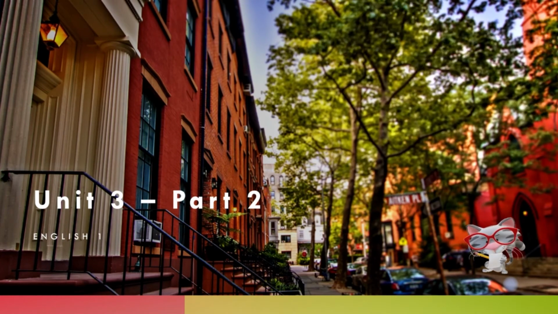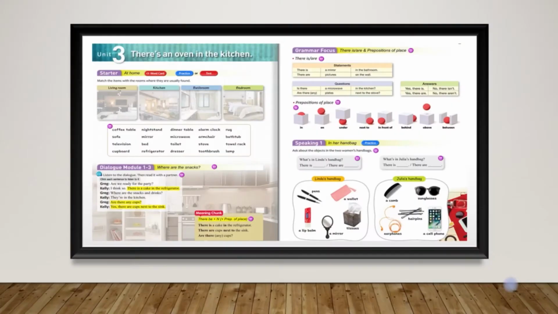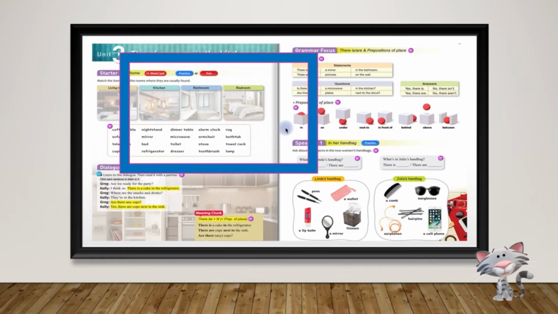My kitty's back. All right, so in Part 1, we looked at the starter, things in the home, such as coffee table, sofa, television. And we looked at the various rooms in the house, the living room, the kitchen, the bathroom, and the bedroom. And then we discussed prepositions in the dialogue with Greg and Kelly. And then we're going to move on to a little bit of recount of prepositions again.